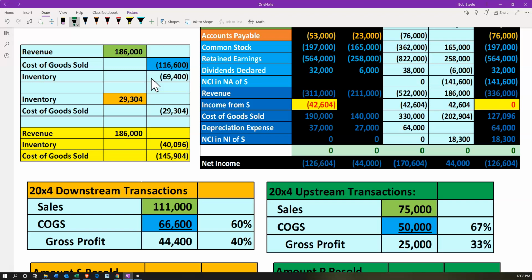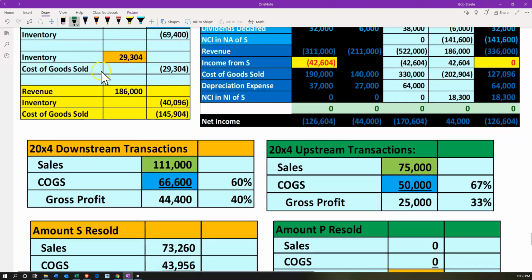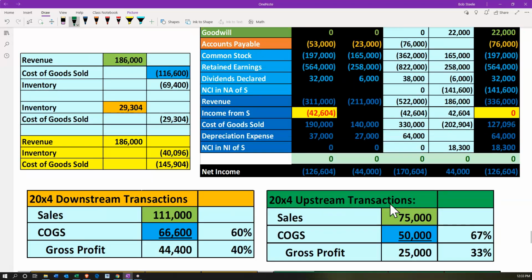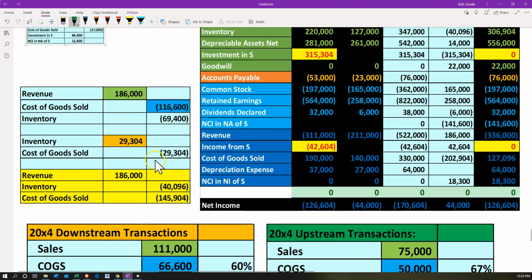And then you would need one other adjustment to make this work out, and that's going to be the inventory for the 29,300, the 29,300 being the amount from our worksheet, the amount S resold. That's going to be this 29,300 here. Well, you could take the amount resold for both, but the other one is 0. See, the amount that was resold in the current year by both S and P, but P didn't resell anything. So it's the 29,304. Then inventory would be debited, and we would credit the cost of goods sold. This is what's been posted into our sheet here, and that should line up.